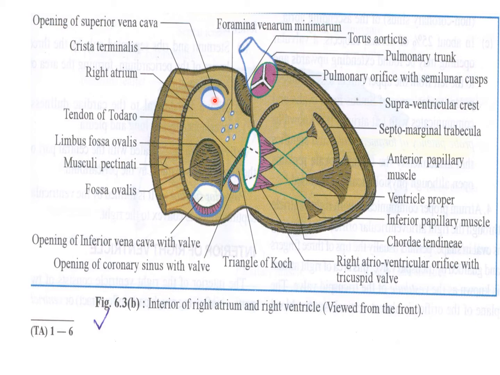The opening of the inferior vena cava is situated below. This is the inferior vena cava. It is situated in the lower and posterior part of the atrium, close to the atrial septum. It conveys the venous blood from the lower part of the body, including lower limb, abdomen and thorax. So this deoxygenated blood is received through the inferior vena cava and drained into the right atrium.